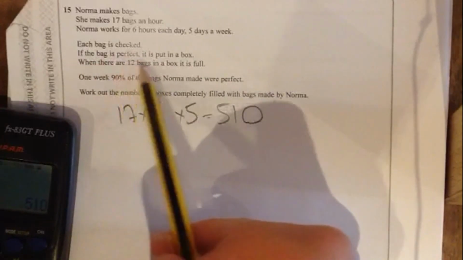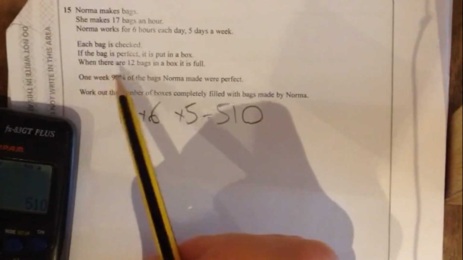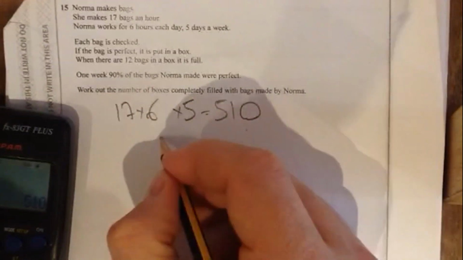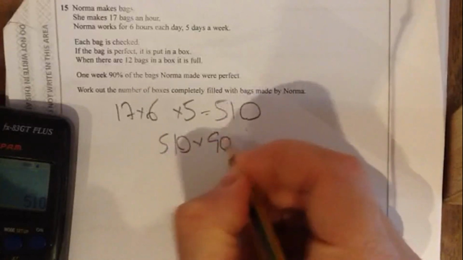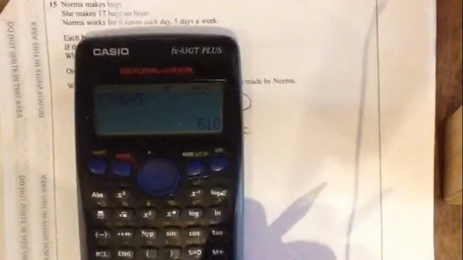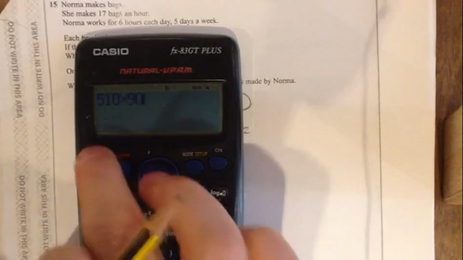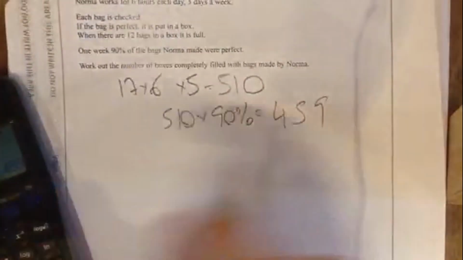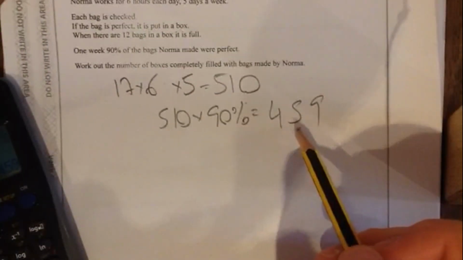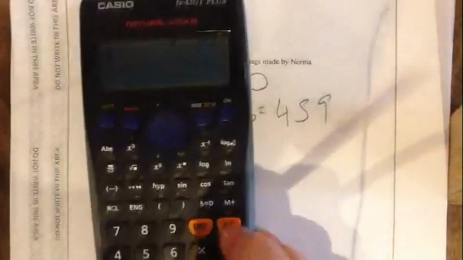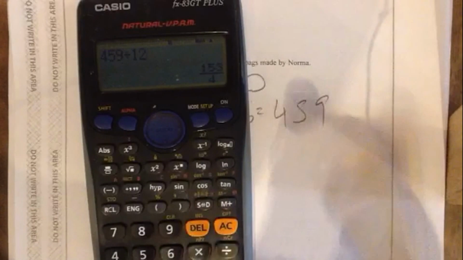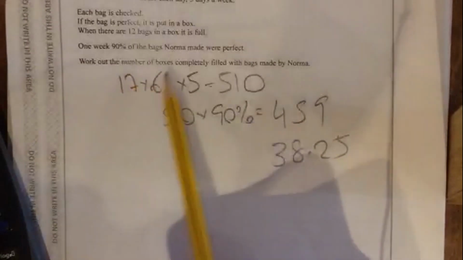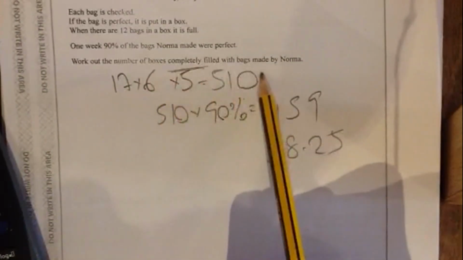So it's checked. If it's perfect, okay. In 1 week, 90% of the bags Norma made were perfect. So I'm going to do 510 times 90%. It's calculator paper, so I'm going to do nothing smart. That's 459. So all of these are perfect, and all of these are put in boxes. We know there's 12 bags in a box, so I need to divide this by 12, which is 38.25.